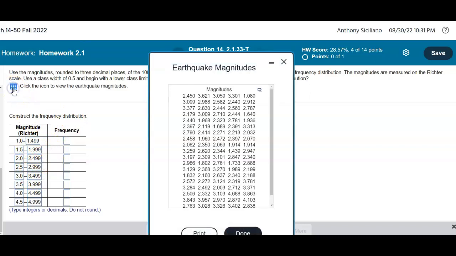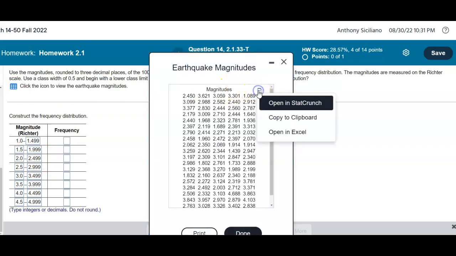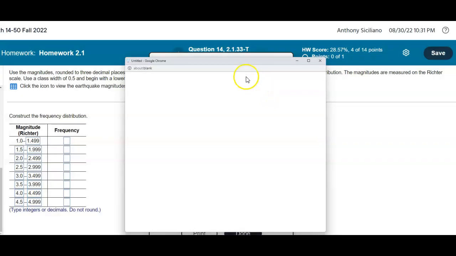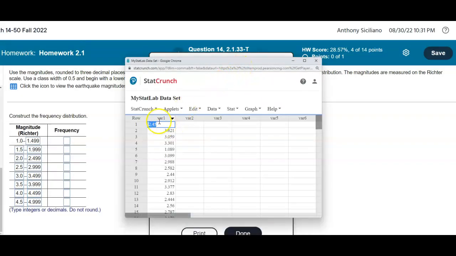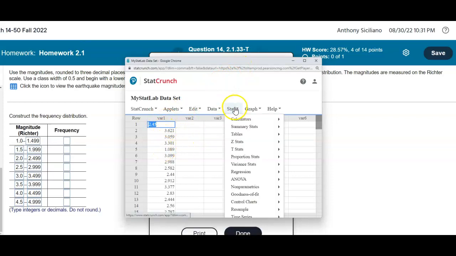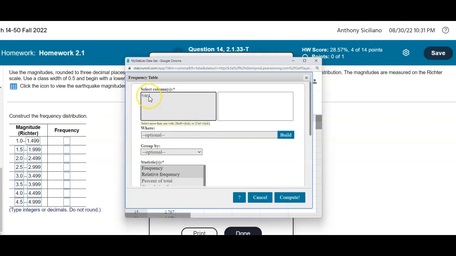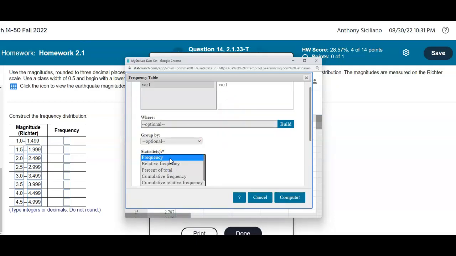Now what we want to do is construct a frequency distribution of this data. So we're going to click on this information, and then open up this data in StatCrunch. Here's our data. We're going to go to Stat, then Tables, and select Frequency. We're going to select our column as VAR1, and then we want our frequency.